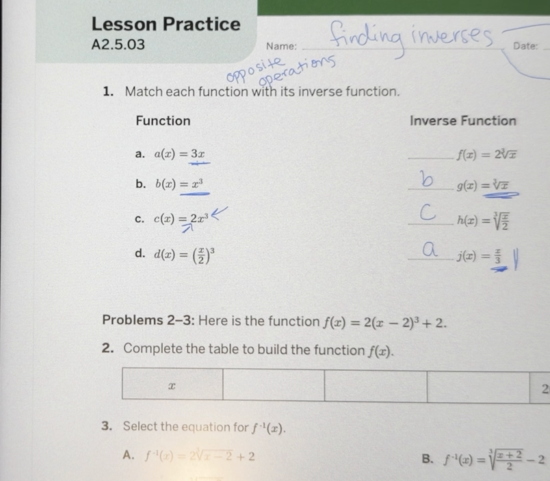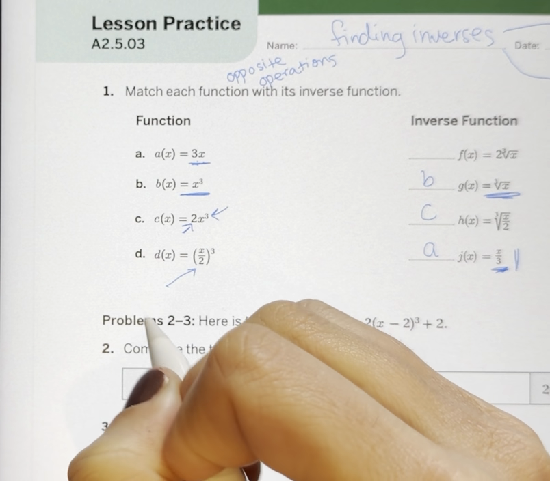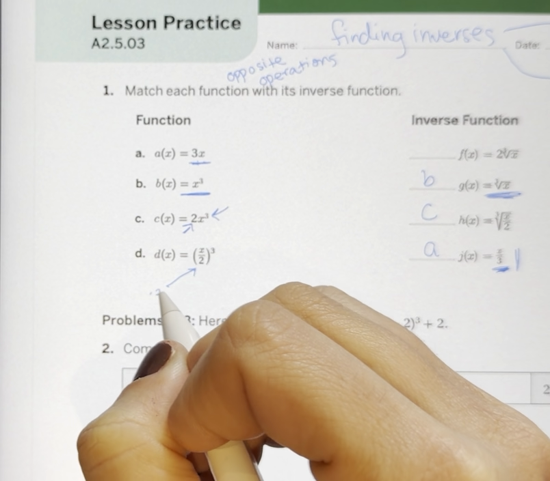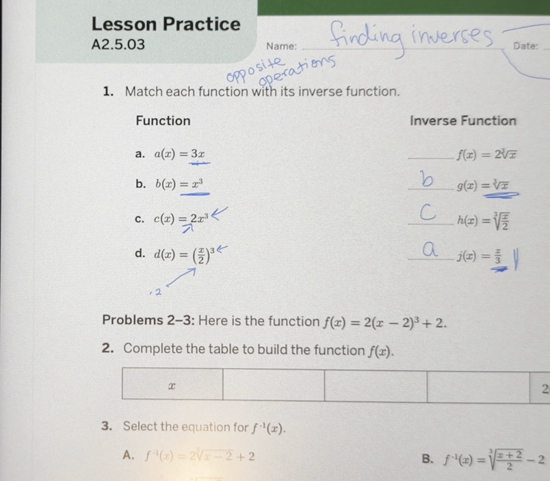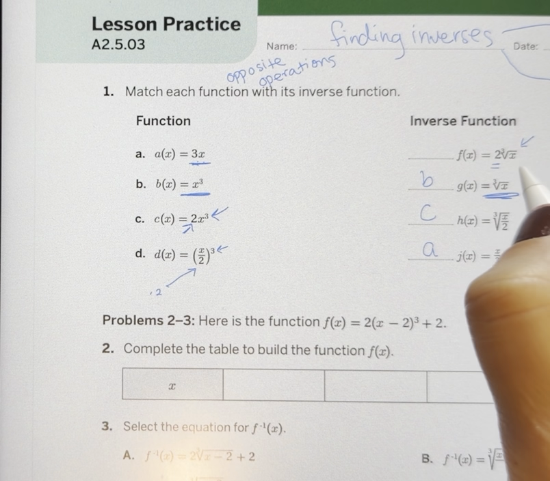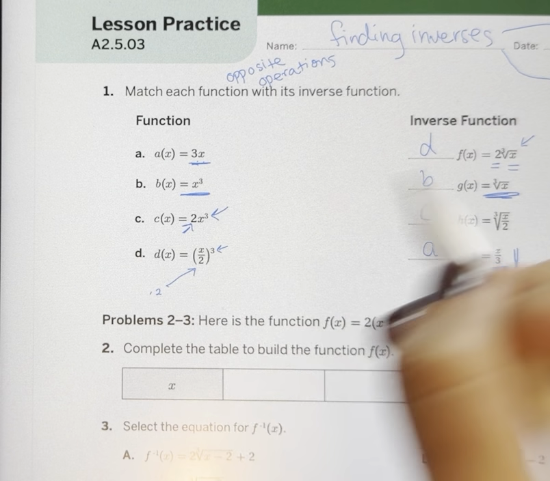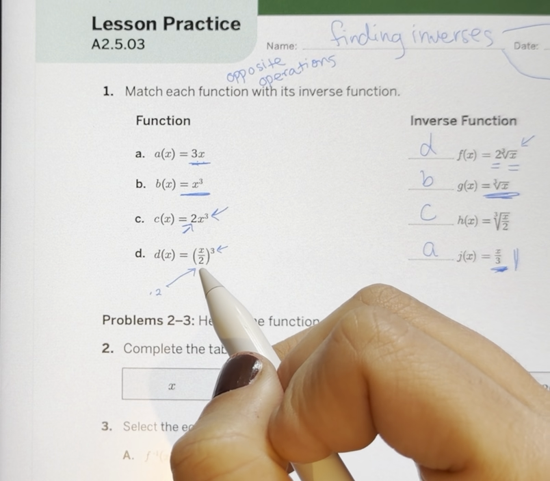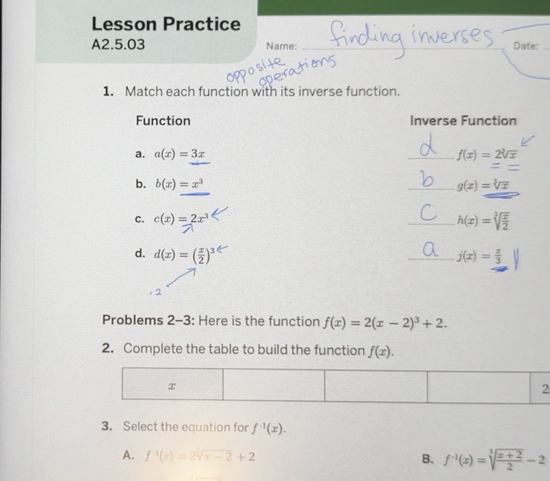Now let's look at this last one. This one has a divided by 2, so I should see a times 2 in the answer. And then it has a cube, so I should still see a cube root. And when I look, this is the one that has a times 2 and a cube root. So it has to be D. But again, a little bit weird that the 2 was in here with the cube, and over here it's outside of the cube root. Don't guess. We're going to do the math out and see.